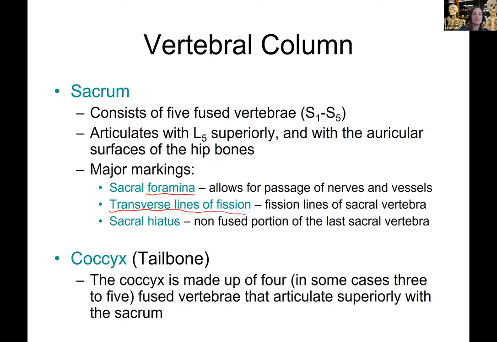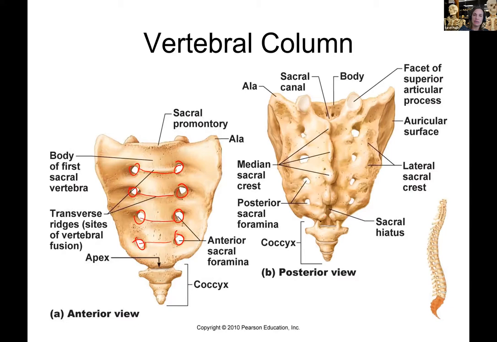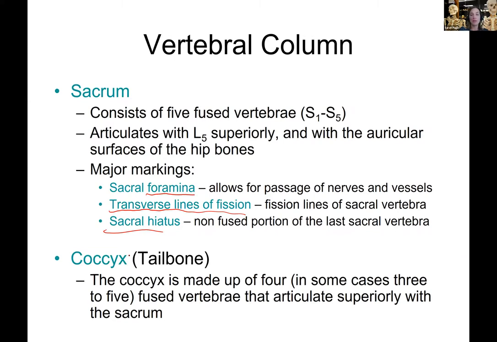And then the sacral hiatus, this is basically the portion of the last sacral vertebrae that is not fused together. So you can see that right here. It's sort of this opening down at the very bottom of the sacrum. Now the tailbone, or the coccyx, this is about 4 vertebrae that have fused together, and it is very small.